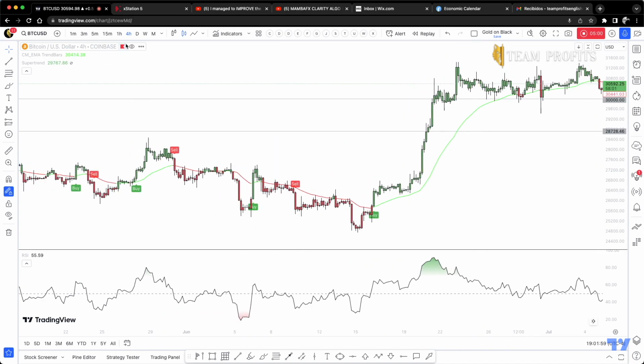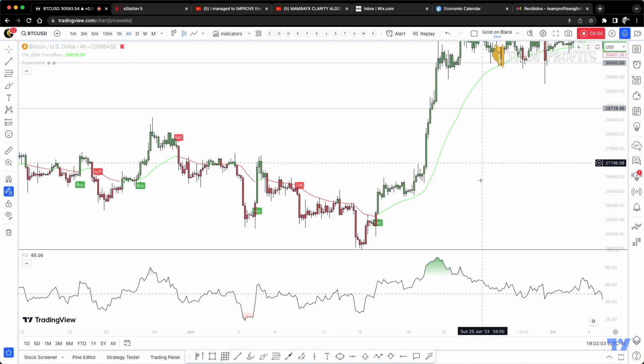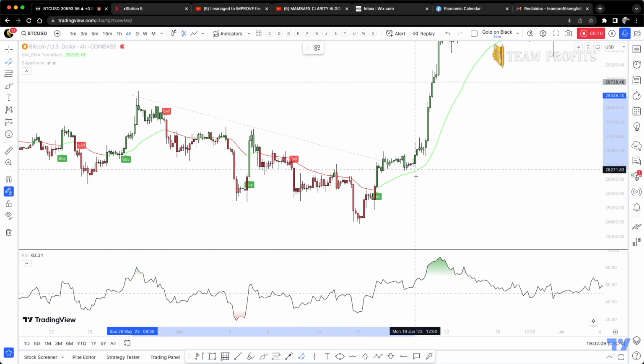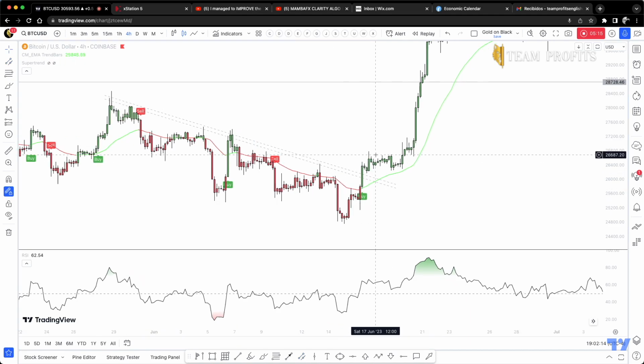For example, I'm on H4 right here. You see that if you're trading, I'm sorry for my English. Right here, basically, we have a trend. The market eventually broke this trend and it gave you the buy.